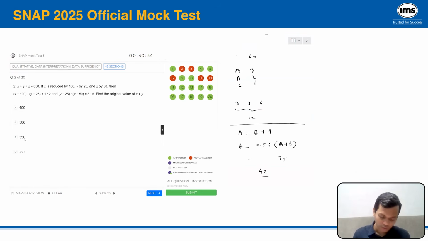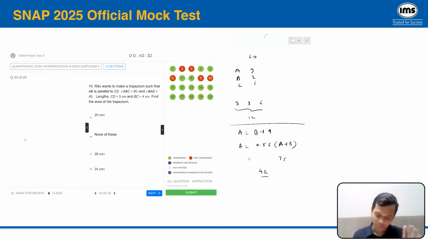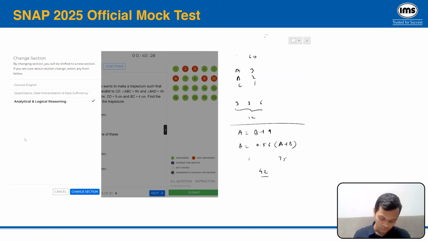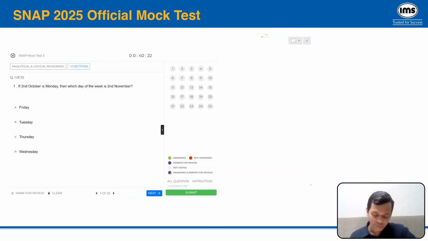I have a few more questions in Quant that I have not done, but they are not looking great to me. So I'm going to maybe come back to them at a later point of time. So we attempted 15 questions in Quant. Not a bad attempt, I think. Let's move to the analytical and logical reasoning section. I think we're doing okay on time. 15 minutes I spent so far on Quant and did 15 questions.